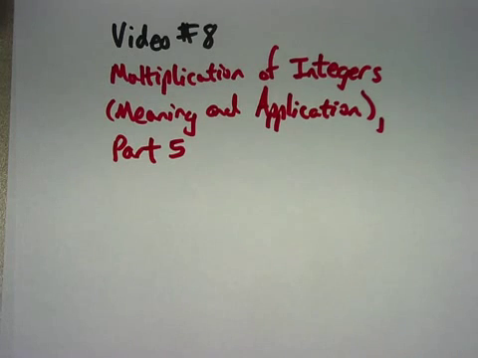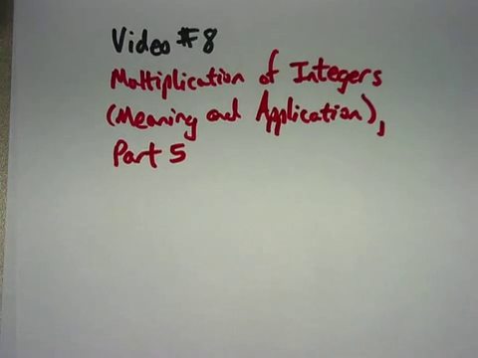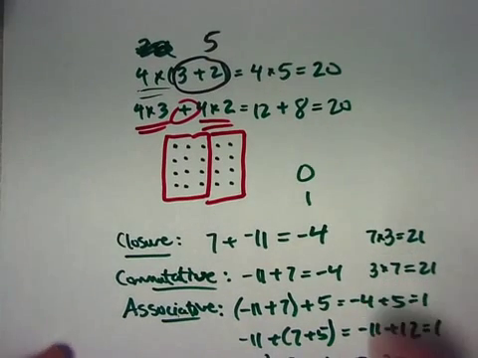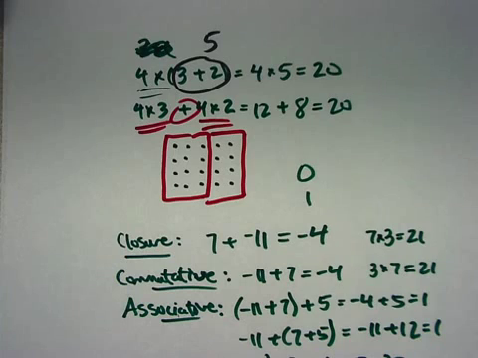In video number 7, part 4 of multiplication of integers, we focused on algebra properties of both addition and multiplication, especially the distributive property. And in this video, we're going to use the distributive property, use the meaning of addition to try to motivate the rules for multiplication with negative numbers.